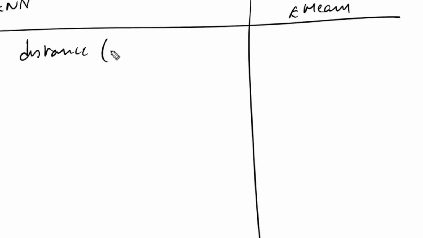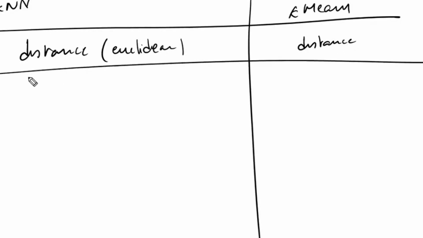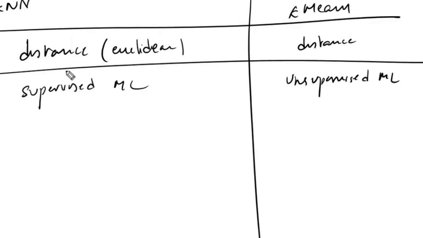Here we are going to apply the Euclidean distance, and here also we are going to apply the Euclidean distance. Distance is common. KNN comes under supervised machine learning, and k-means is unsupervised machine learning. Unsupervised machine learning means there is no output variable to work with.